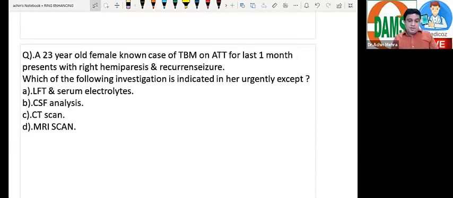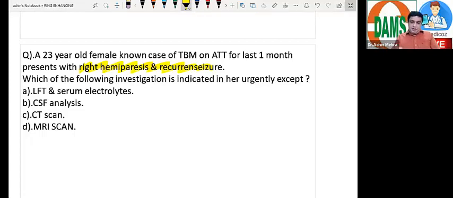Next question: a 23-year-old female is a known case of TBM on ATT for the last 1 month. She presents with right hemiparesis and recurrent seizure. Which of the following investigations is not to be done in her urgently? Which of the following investigations is indicated in her urgently except?